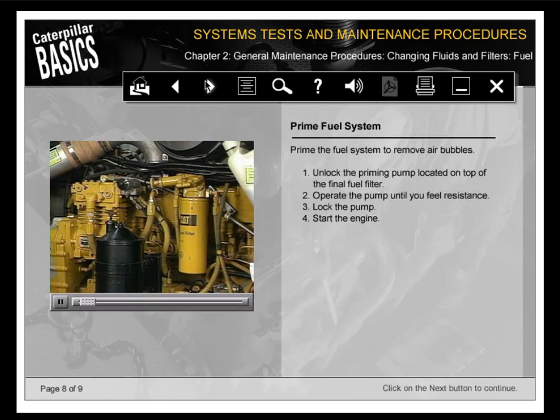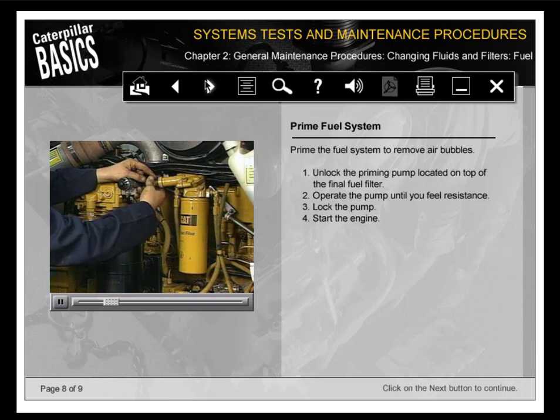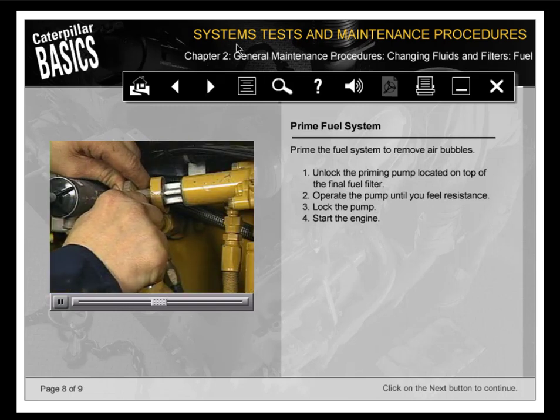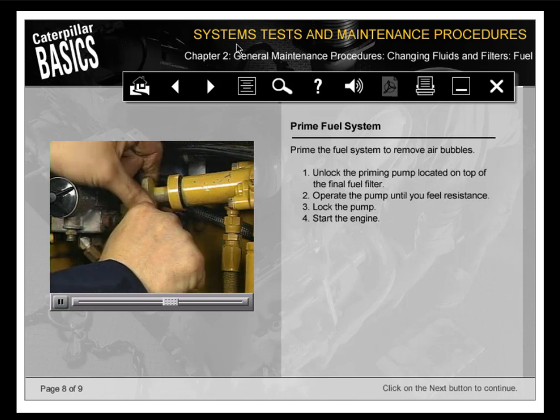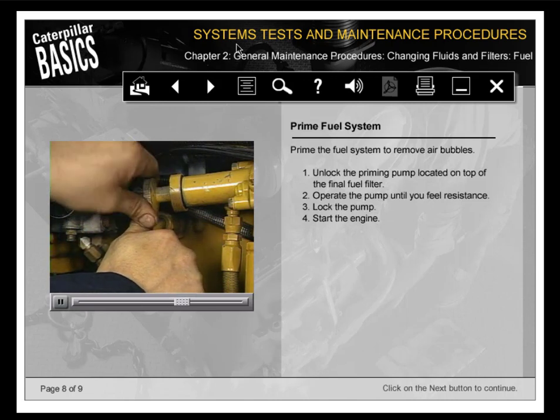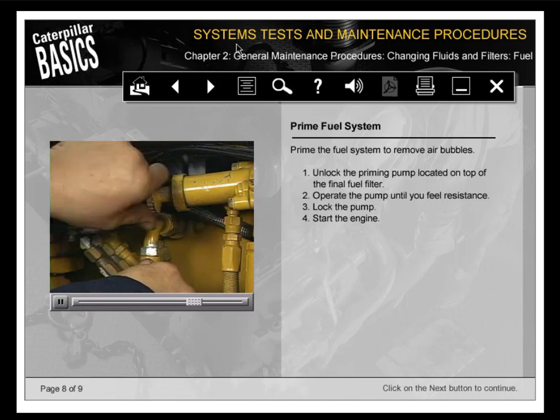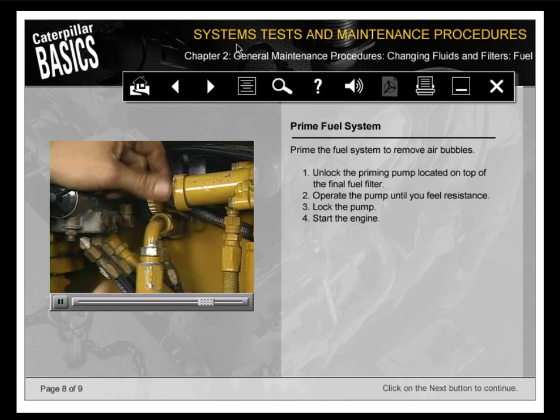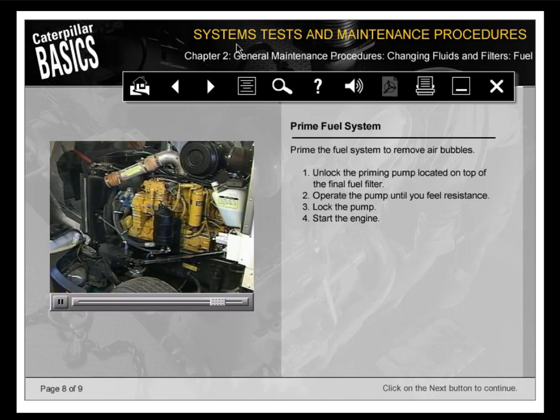The last step you may have to perform is priming the fuel system to remove air bubbles. The priming pump is usually located on the final fuel filter. Unlock it and operate the pump until you feel resistance. This means the filter is full of fuel. Then lock the priming pump. In most cases, this is all you need to do. The engine normally starts.